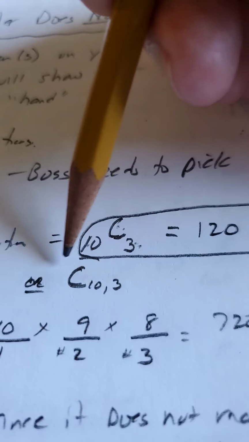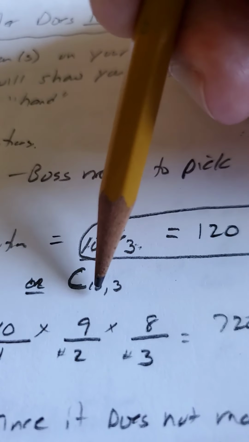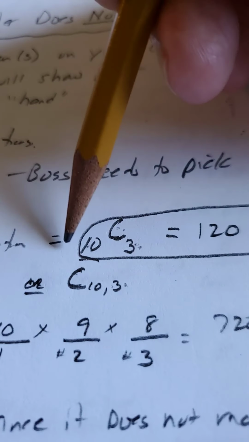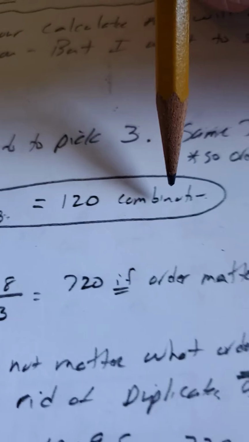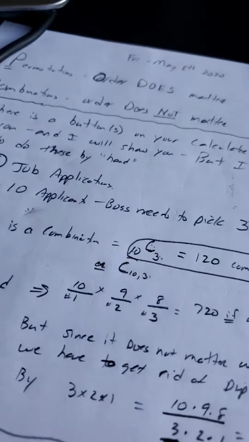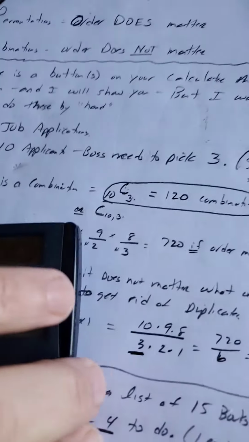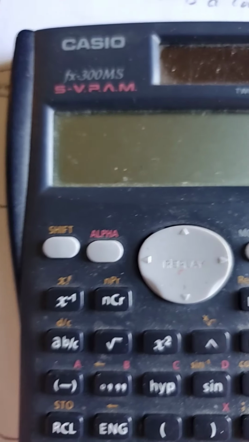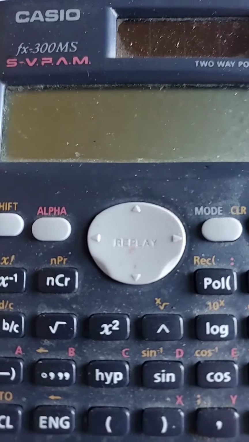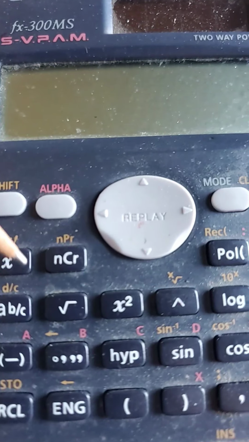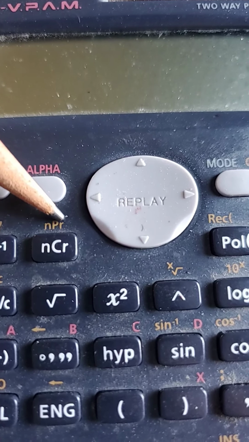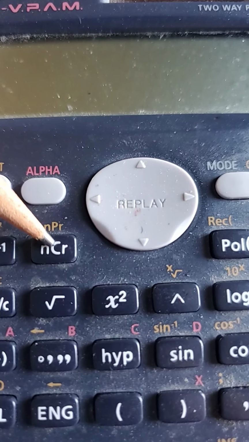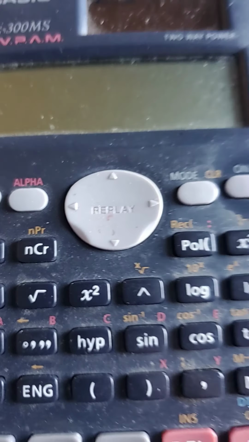Some of you might have a fancier calculator that does the C and then the 10, 3. But my calculator does it this way. Okay, and that is 120 combinations. I want to show you how to input that in your calculator, or show you what button you're looking for. On my calculator, it's actually right here. The nCr button or the nPr button. C is for combinations, the P is for permutations.